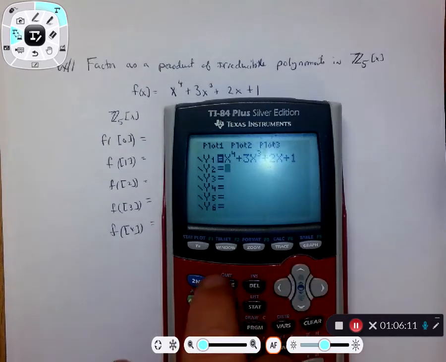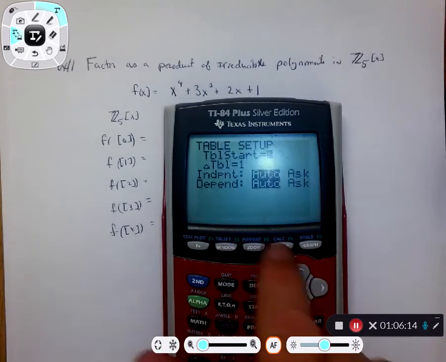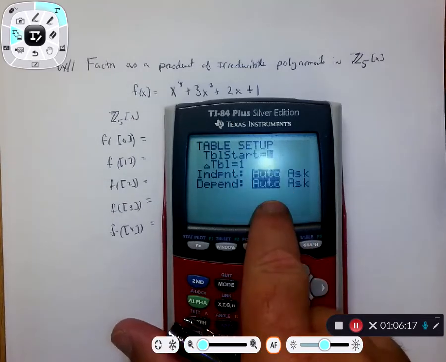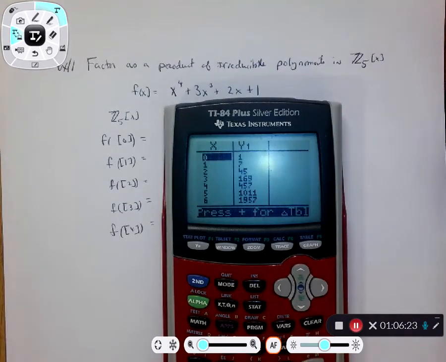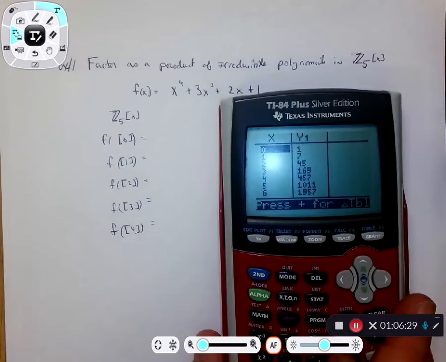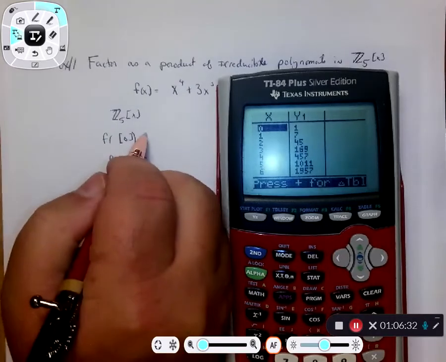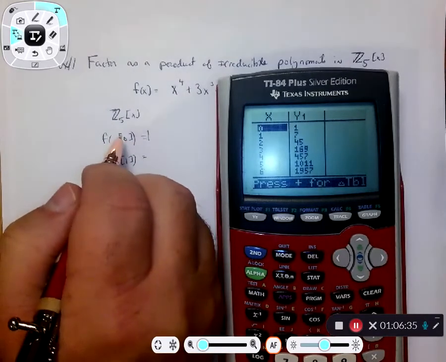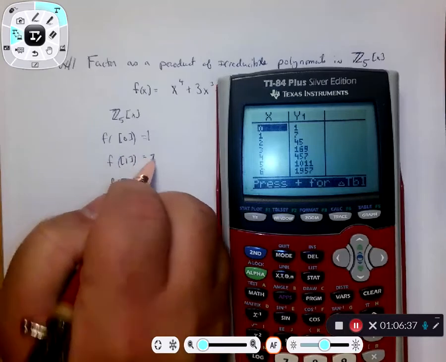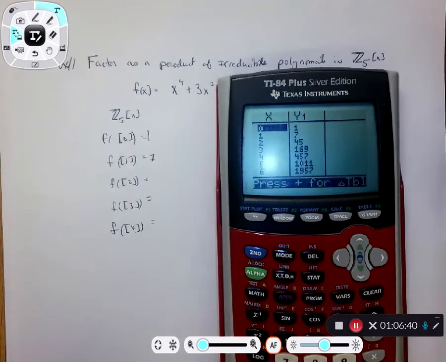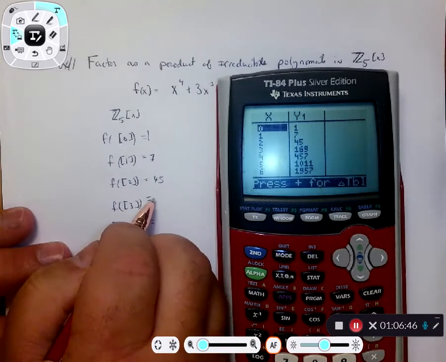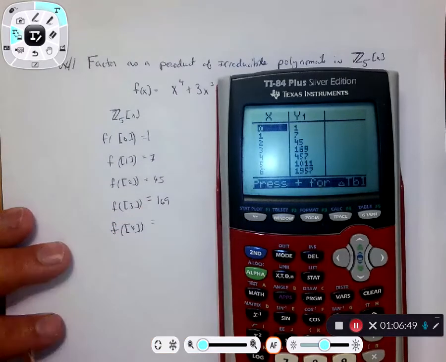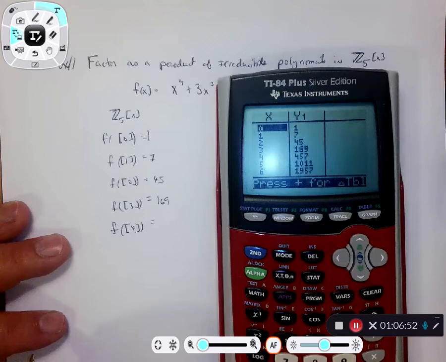And again, I can do the graph thing, or now I can go to my table setup. I want to start at 0, and all I care about is 0 through 4. And then I go second table, and it tells me what my values are straight up. Y of 0 is going to be 1. So I can slide this over and just copy my numbers down. F of 0 is 1. F of 1 is 7. F of 2 is 45. F of 3 is 169. F of 4 is 457.